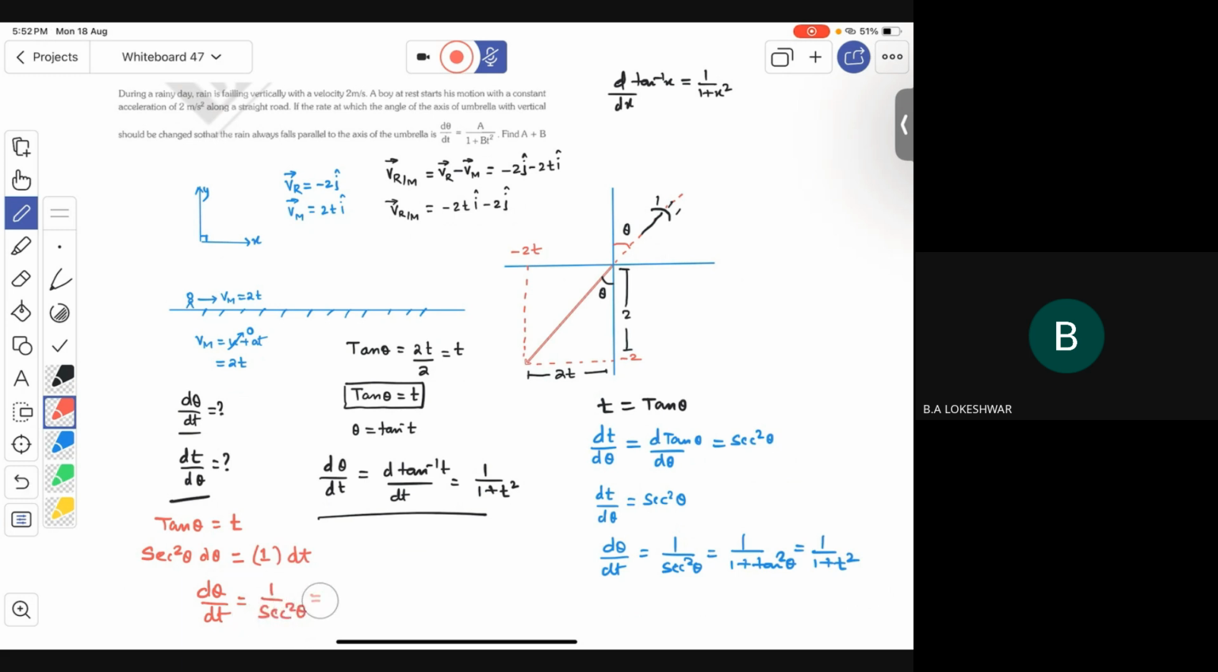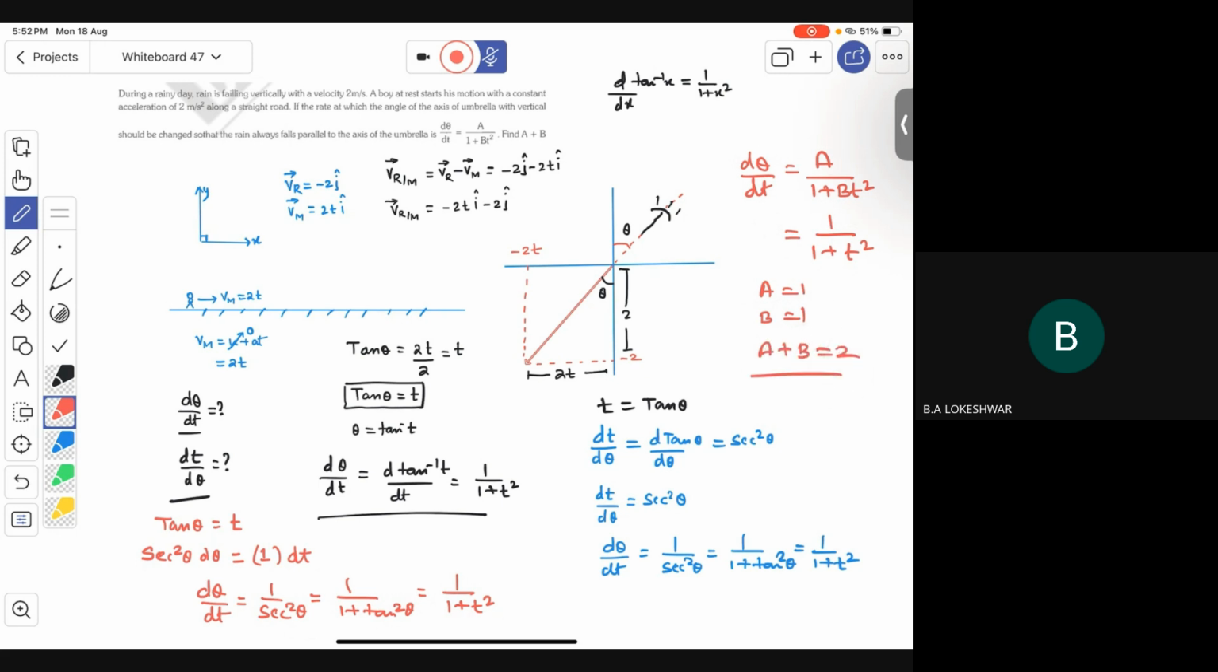But the problem is, I have to write the answer in terms of t, so I must write that in terms of tan theta, because tan theta you know in terms of t. So we get 1 by 1 plus t square. Now you can compare. The d theta by dt they are asking for is equal to a by 1 plus b t square. Ours came 1 by 1 plus t square. So a is equal to 1, b is equal to 1. So a plus b will be equal to 2.